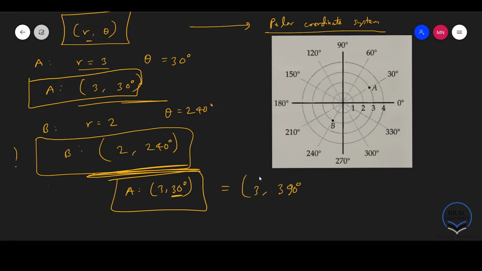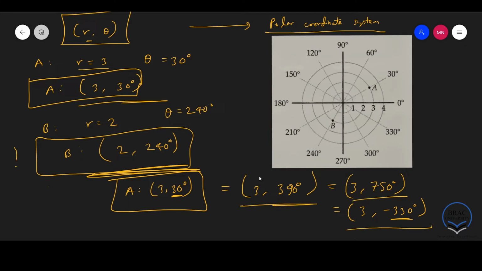All we did was add 360 degrees to this. This will also be equivalent to 3, 750 degrees, or we can also consider 3, minus 330 degrees, right? Where we just subtracted 360 from 30. So all of these coordinates describe exactly the same point A. These all describe the same point A, right?